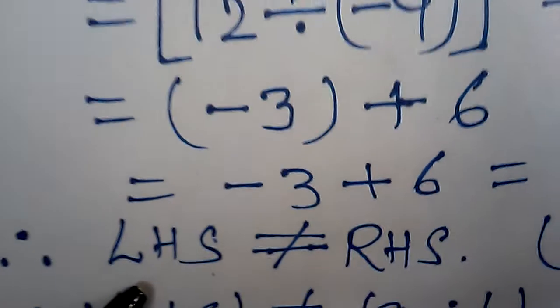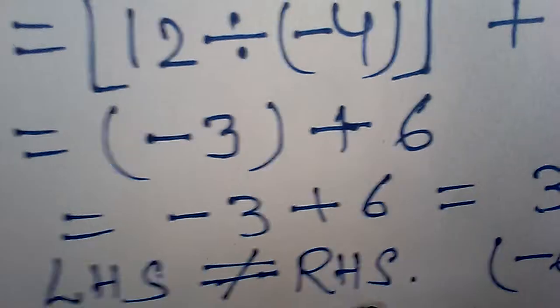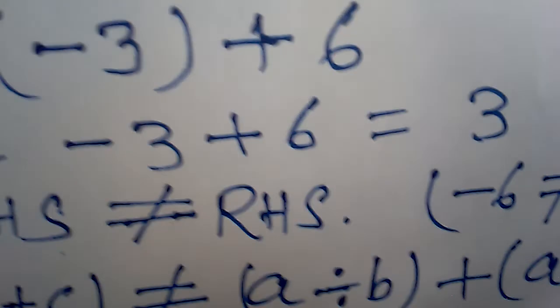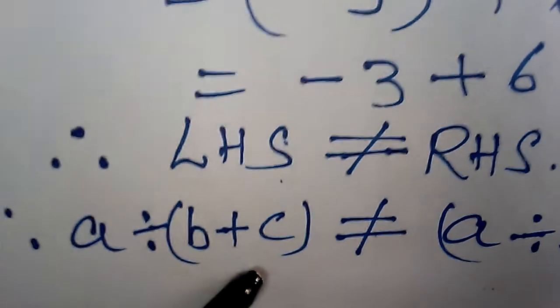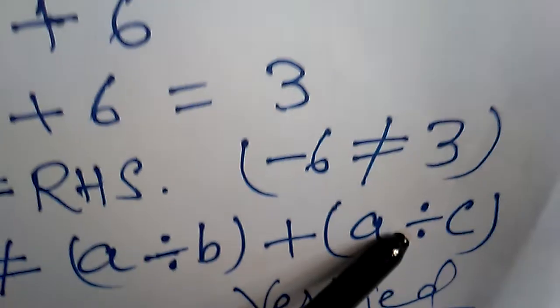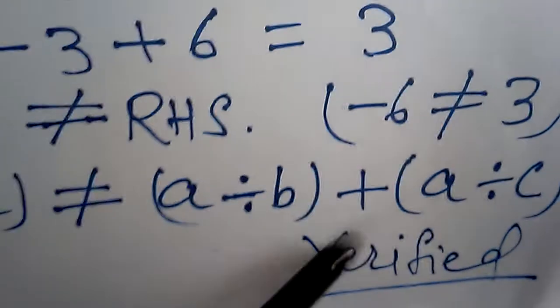Here LHS is not equal to RHS because minus 6 is not equal to 3. Therefore, A divided by B plus C is not equal to A divided by B plus A divided by C. Verified. Now see question number 3.